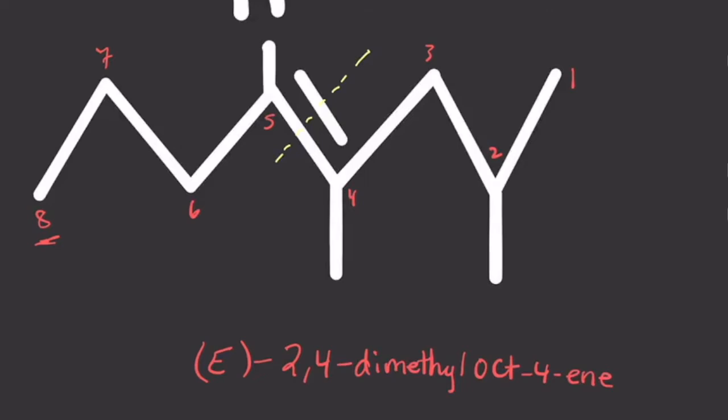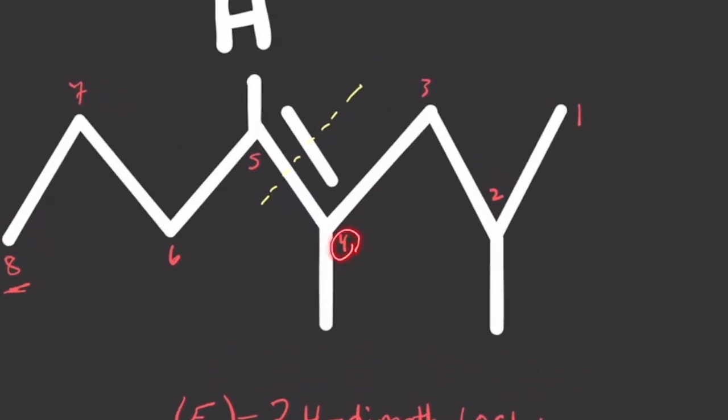So some people confuse it, it might say 5. How do I know if it's 4 or 5 to put right there? And we're always going to go, where does the double bond start? On the 4th carbon it starts, and it continues to 5, but it starts at 4.